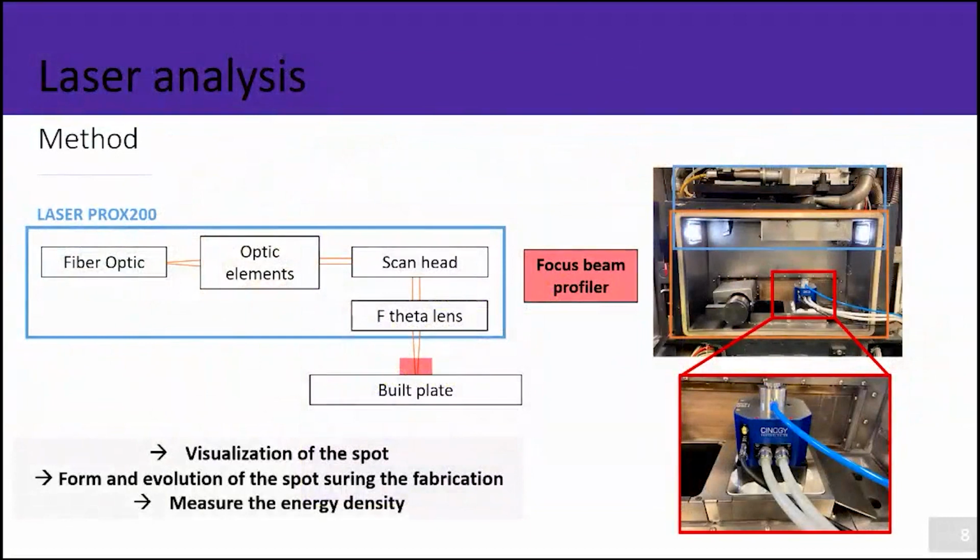So for the laser analysis, we worked with a LaserProX 200. Here you have at the beginning the laser, and here's the chamber. We can see here's the recoater and here's the build plate. And on the build plate we put a Synology focus beam profiler in order to take a picture of the spot size, to study the form and the evolution of the spots during the fabrication, and to measure the energy density of the laser.